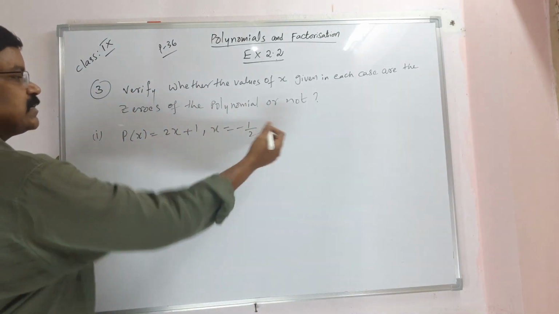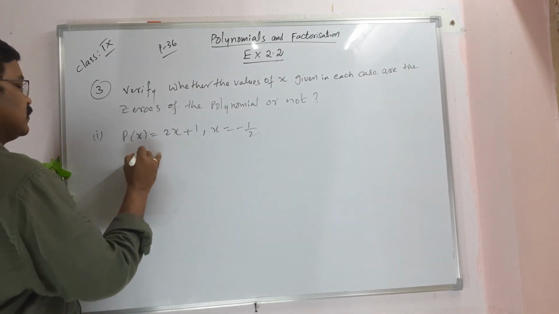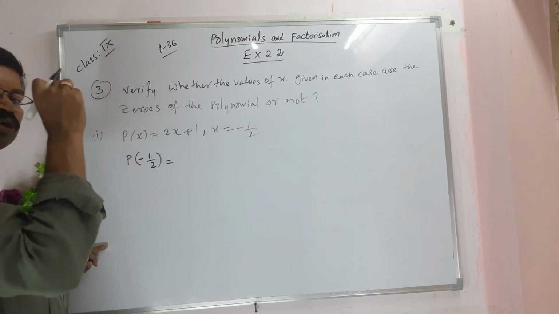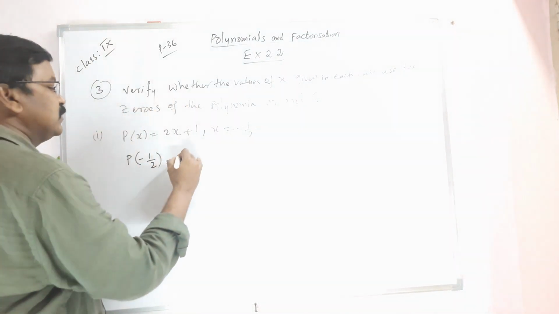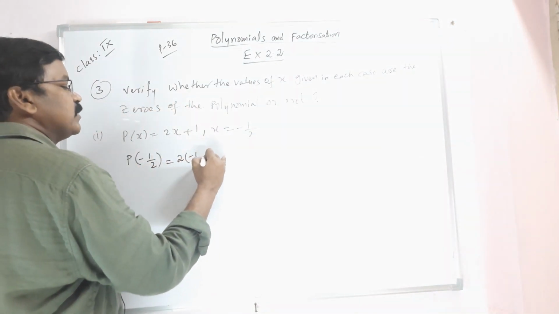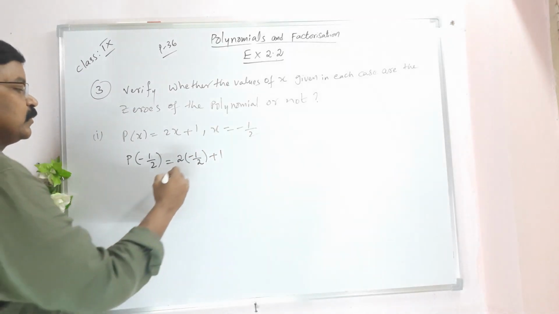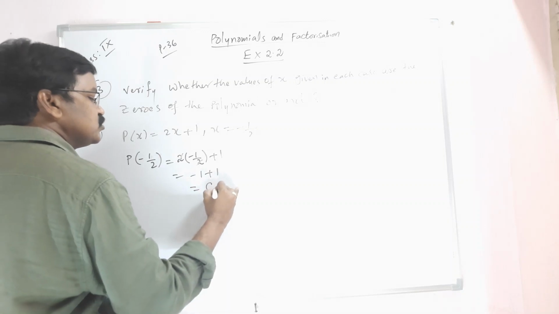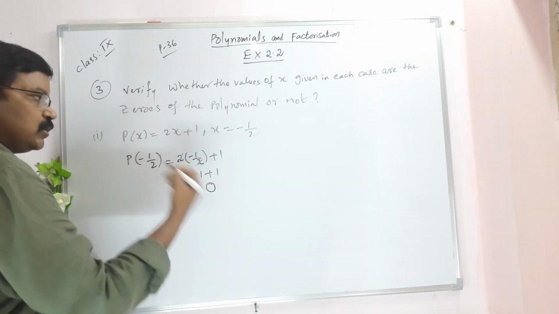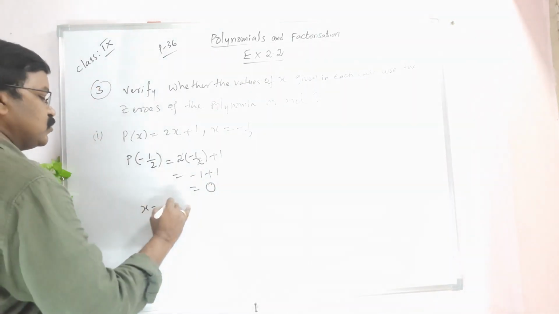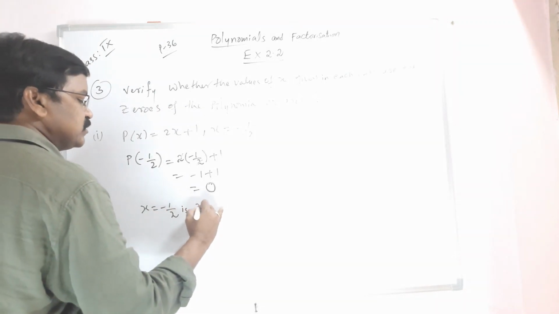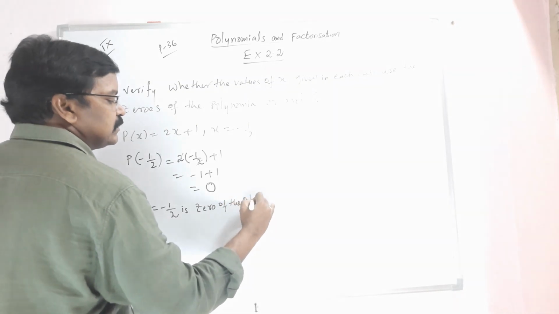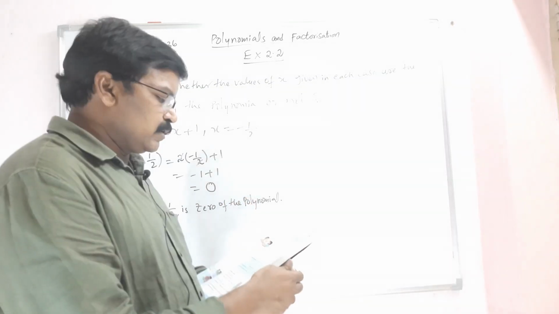See, my dear students, x is equal to minus 1 by 2 is given here. That is p of minus 1 by 2. Substitute x is equal to minus 1 by 2 in the given polynomial. So 2 into minus 1 by 2 plus 1. Here the 2 gets cancelled. That is minus 1 plus 1, that is 0. Therefore, x is equal to minus 1 by 2 is a zero of the polynomial.